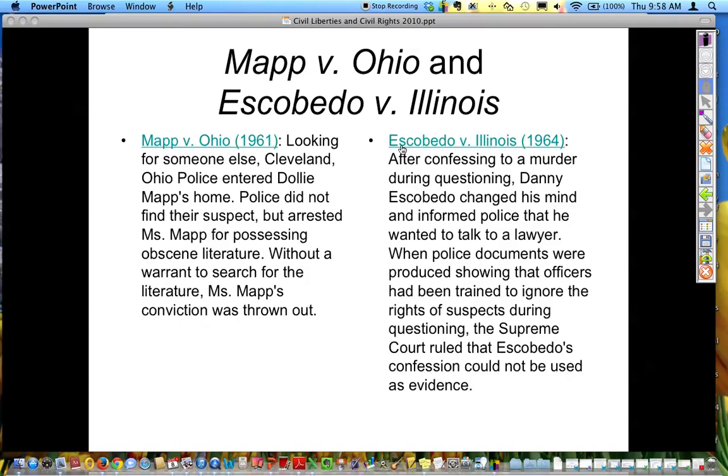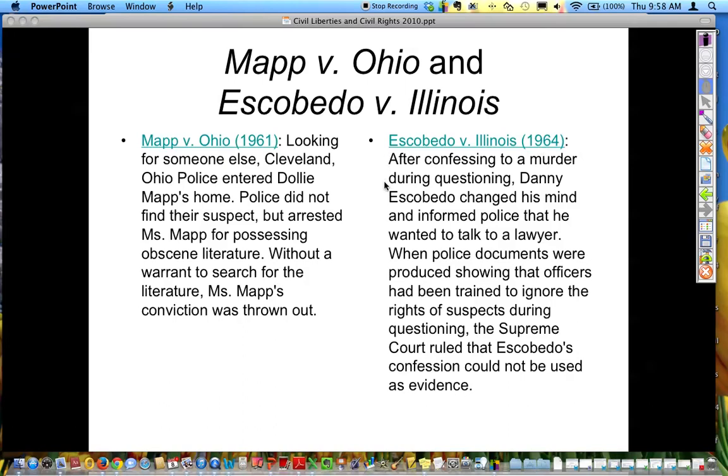Another court case that deals with criminal rights is called Escobedo versus Illinois. Now, Escobedo and Miranda are very important rights of the accused that have been landmark cases. Escobedo was ruled in 1964.